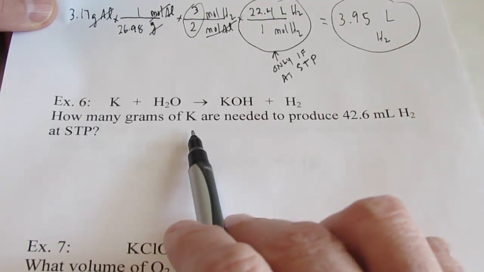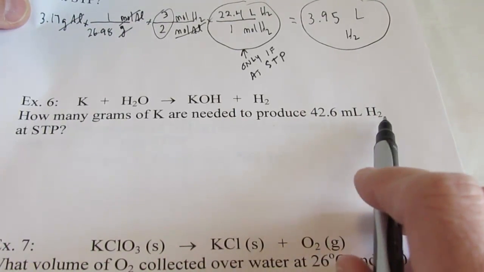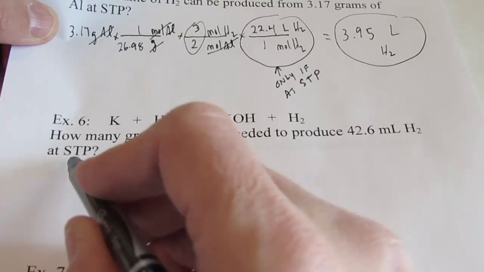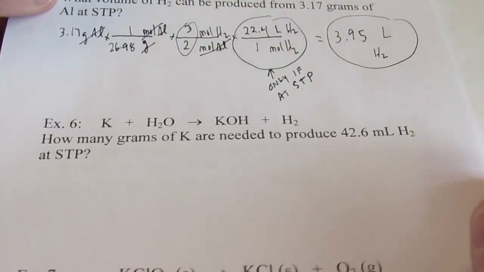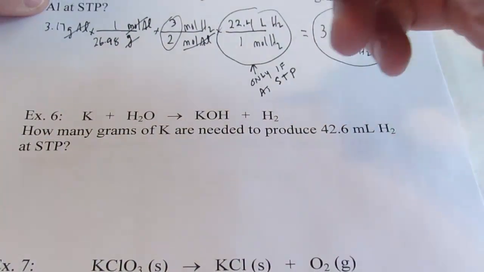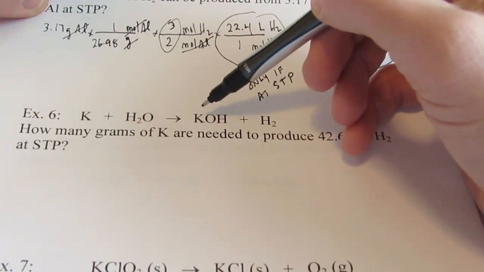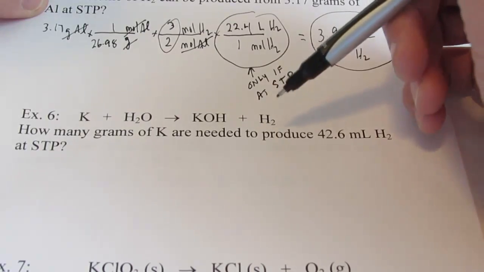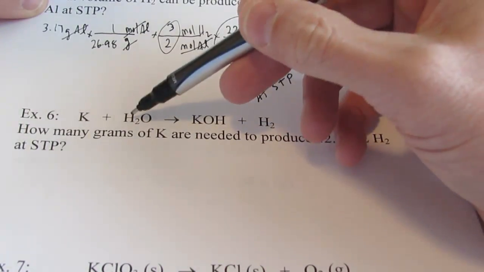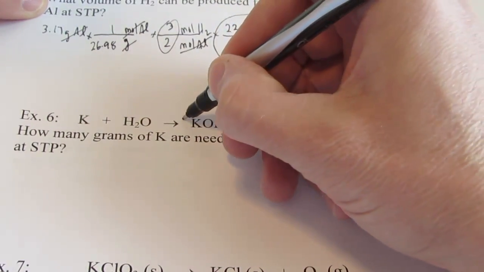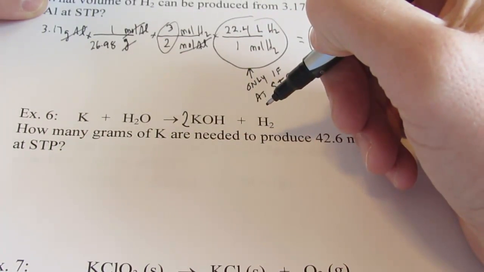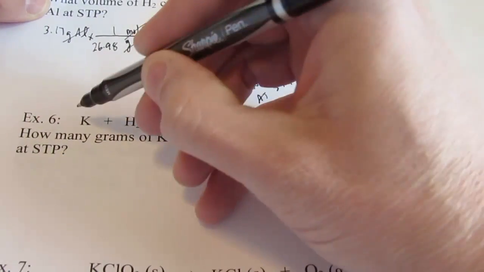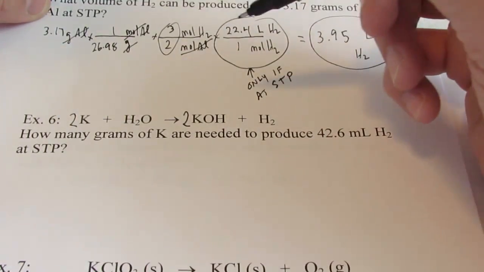How many grams of potassium are needed to produce 42.6 mL of hydrogen at STP? Whew, we're at STP again. Cool. So let's balance this guy. You can see it's not balanced. 1 potassium, 1 potassium. We've got 2. The hydrogens don't balance. We've got 3 on this side and only 2 on that side. Let's do this. Let's put a 2 in front of KOH. Now what that's going to do for me is, yeah, it's going to give me 2 potassiums, which I have to fix on the other side.